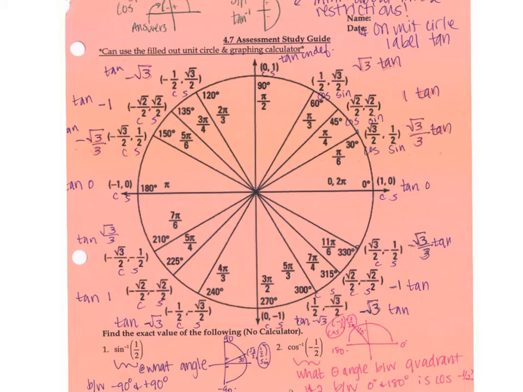Quick thing I want to say is I would first label on your unit circle all of the tan values. Just make sure first quadrant you have the positive, second they're negative, and so on and so forth, okay? So I would label those on your unit circle.